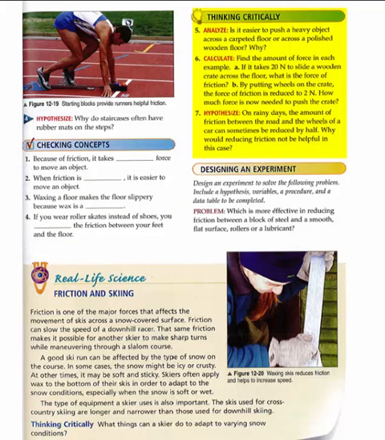Thinking critically. 5. Analyze. Is it easier to push a heavy object across a carpeted floor or across a polished wooden floor? Why? 6. Calculate. Find the amount of force in each example. A. If it takes 20 newtons to slide a wooden crate across the floor, what is the force of friction? B. By putting wheels on the crate, the force of friction is reduced to 2 newtons. How much force is now needed to push the crate?